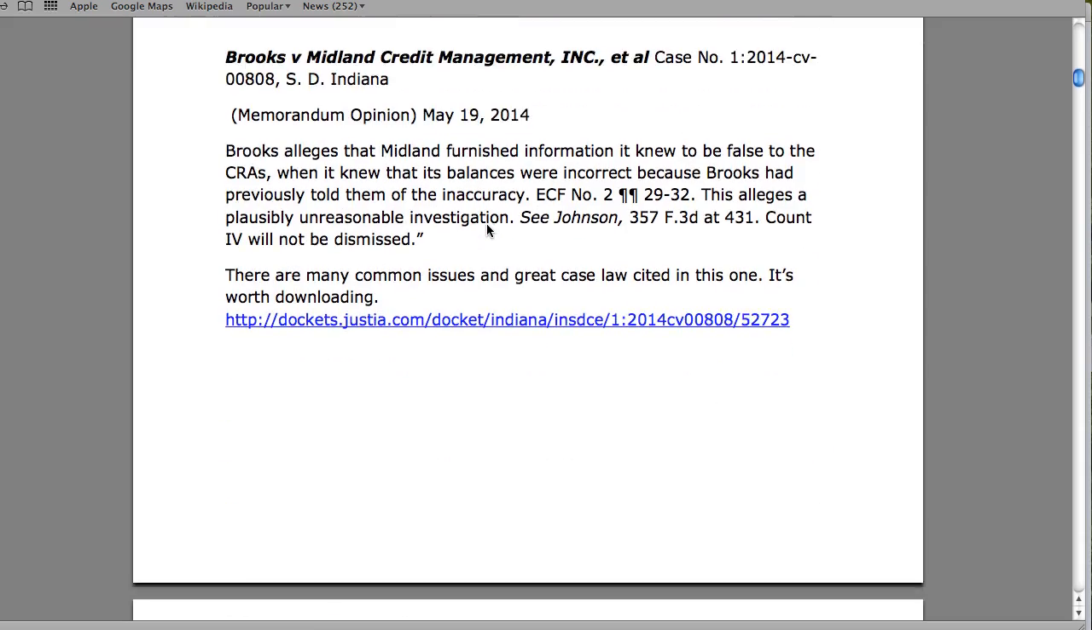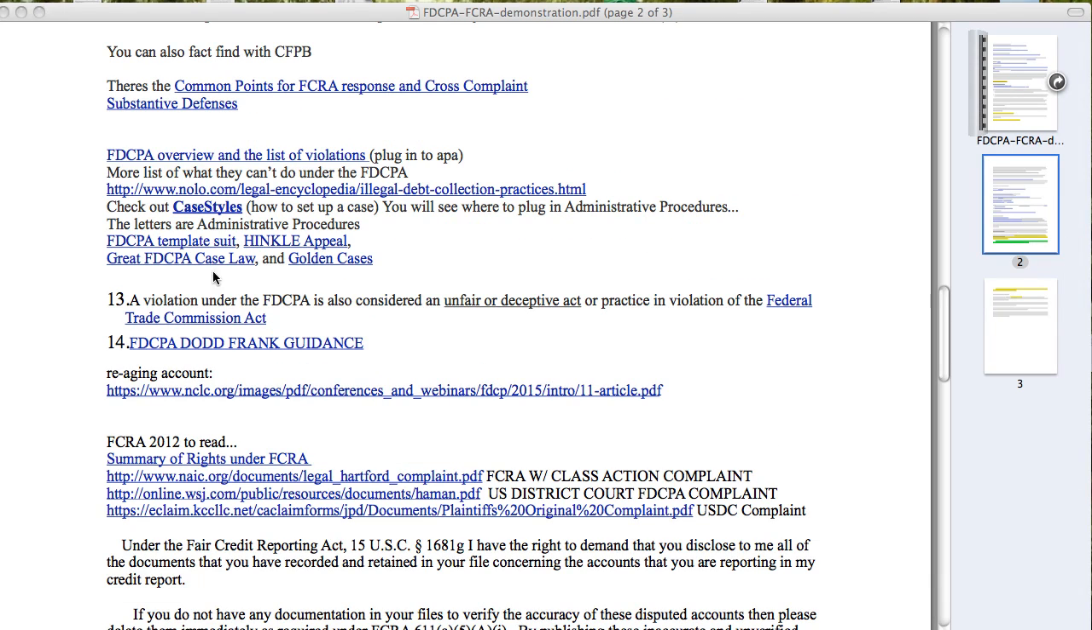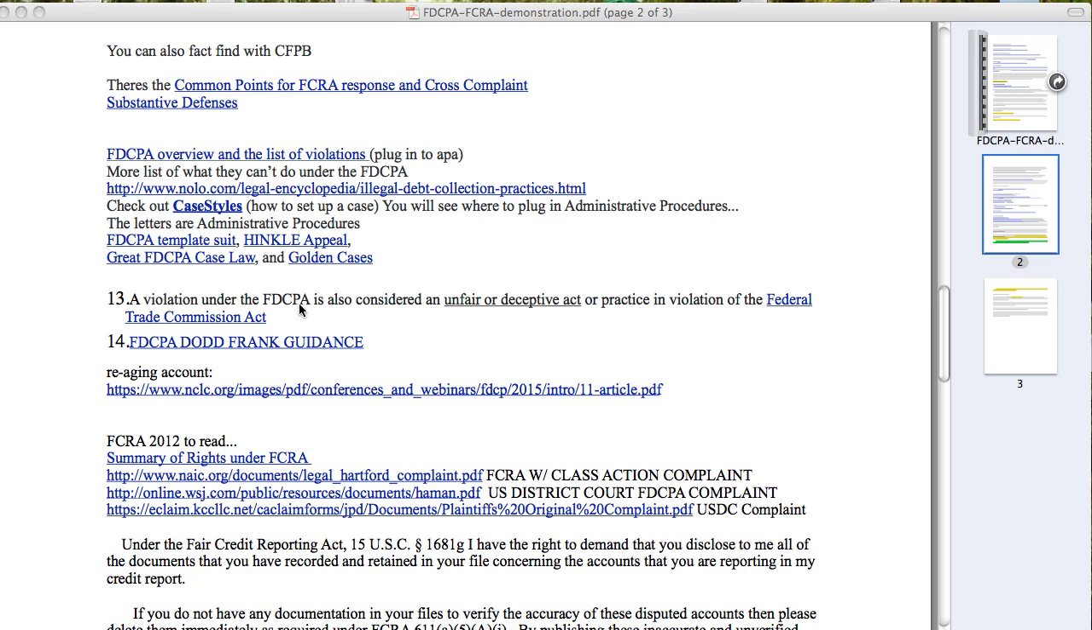But yeah, between these two, these are two different documents too. There's so many case laws in your support for many different states and jurisdictions. You want to check these out. I'm not even going to go into them. A violation of the FDCPA.